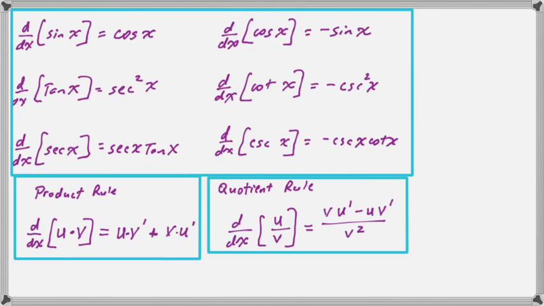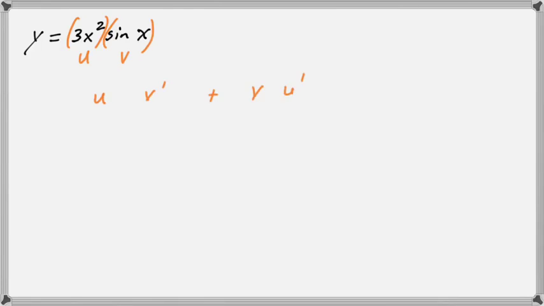I'm going to do a small example of each before we get into the assignment. Suppose I gave you y equal 3x squared times the sine of x. First off, identify it as a product. I see 2 things multiplied. I'm going to label one u, the other v. The derivative of a product is u v prime plus v u prime.